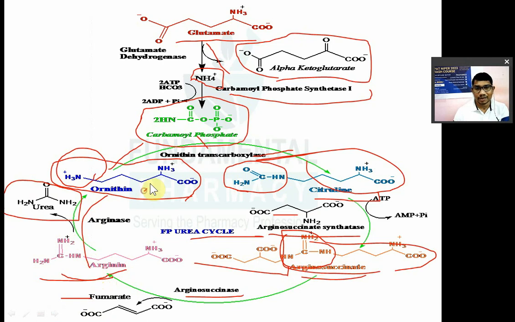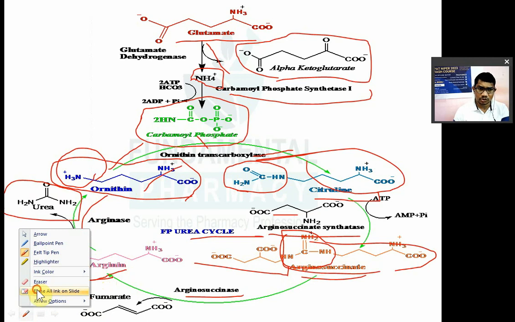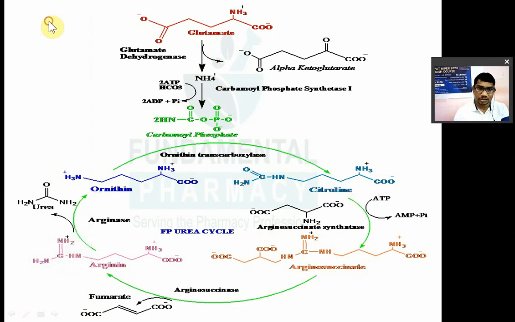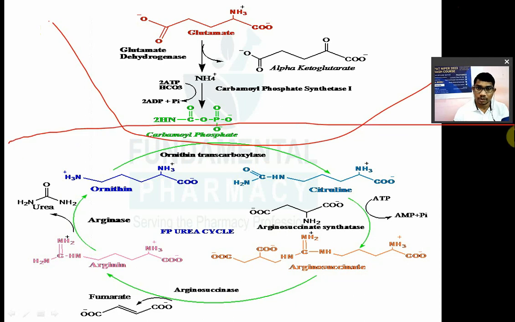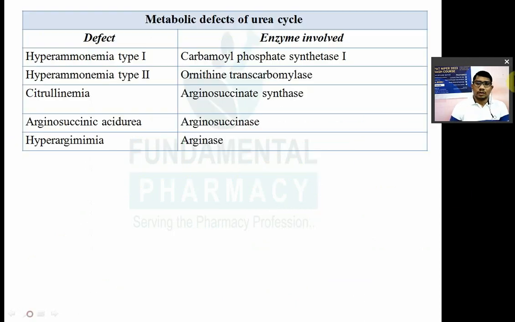Now ornithine will take part again in the urea cycle. This is known as the urea cycle that occurs in the liver. The first two enzymes of the urea cycle: the first occurs in the mitochondria and the next occurs in the cytosol of the hepatic cell. Is that clear or not?